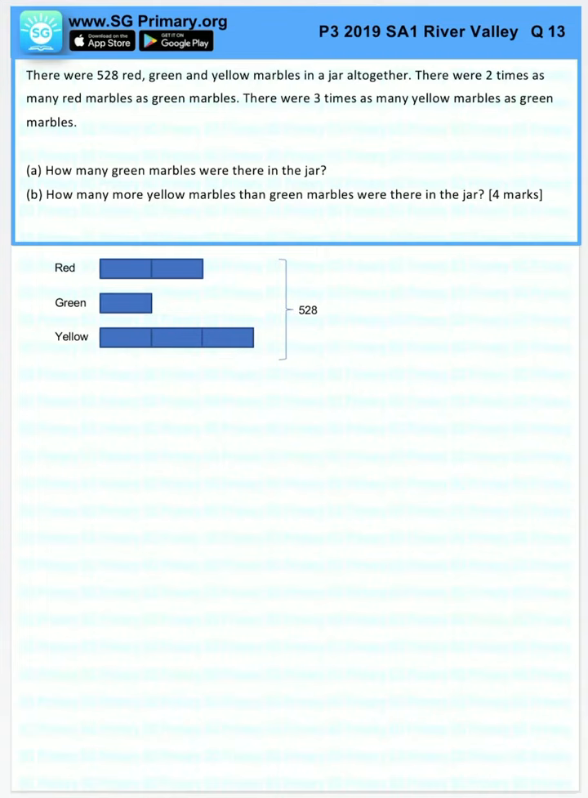So, looking at the first few statements, we know the total is 528 as reflected in the model. 2 times as many red as green: red has 2 units, green has 1 unit. 3 times as many yellow as green: yellow has 3 units, green has 1 unit. So the total number of units is 6 units, equals to 528.